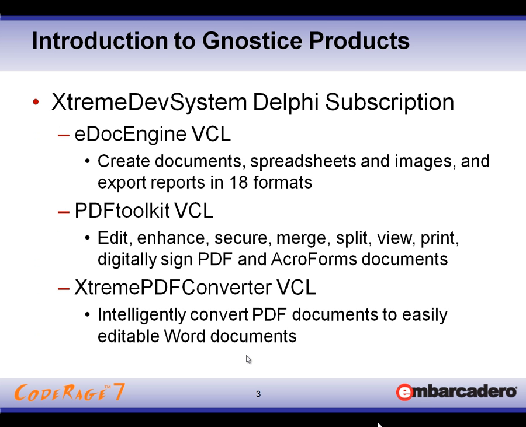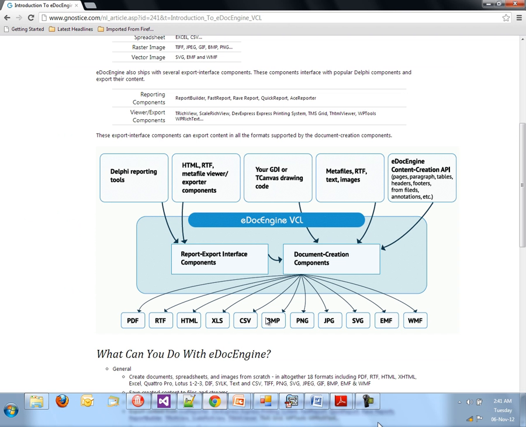Here are the products we have for Delphi. All the products are included in a suite called the XtremeDevSystem Delphi subscription. They're also available separately. The ZDoc engine, as the name may suggest, is the product for creating electronic documents, and let's take a look at its capabilities through this diagram here.